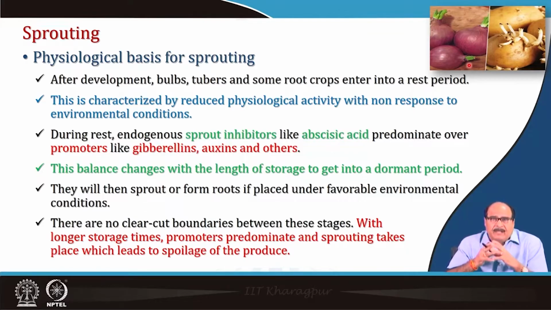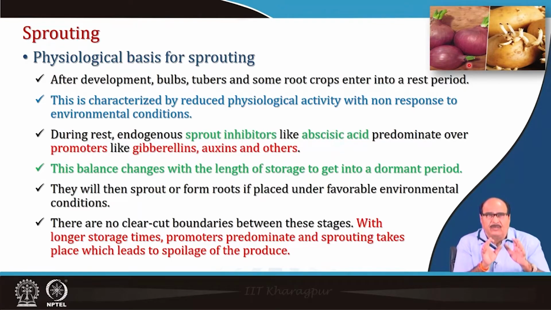Now, having discussed these various factors which cause post harvest losses, let us see one other very important factor which contributes to the loss during storage of commodities like potato, onions etc., that is sprouting. Let us understand the physiological basis for sprouting. When these commodities are harvested, after the development of the bulb, tubers or roots, these root crops enter into a rest period.